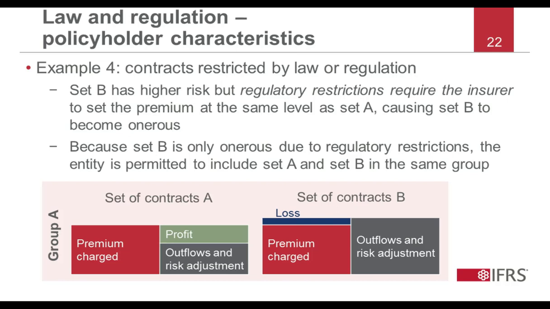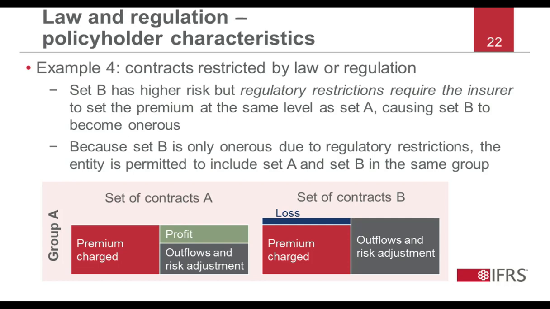We'll now look at example 4. This scenario is the same as the one we have seen in example 3B on the previous slide, except that in 3B, the insurer had made the choice to set a premium that does not reflect the probability of the insured events of Set B. In this example, example 4, the insurer is actually restricted by regulation and so must charge Set B the same premium levels as Set A.